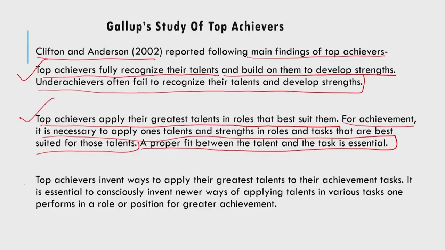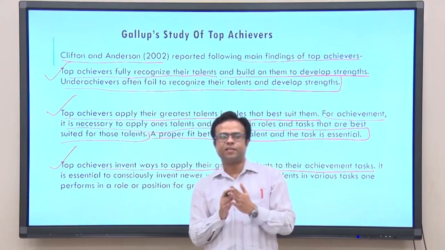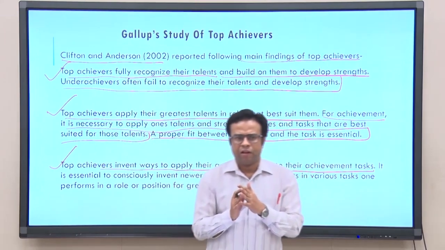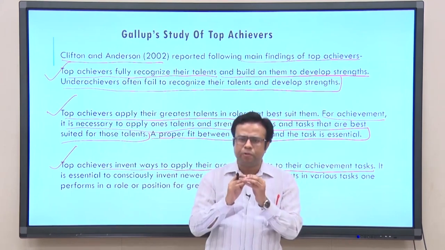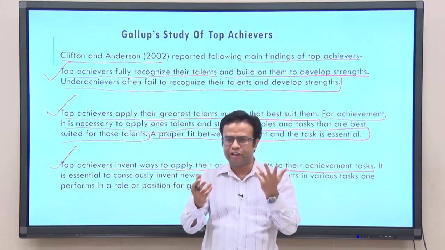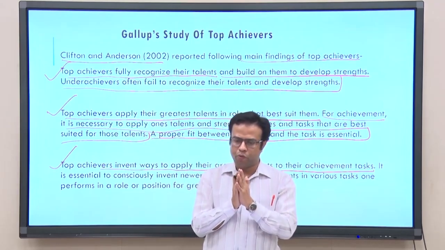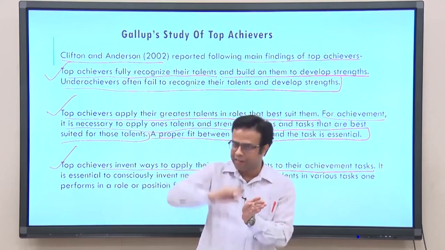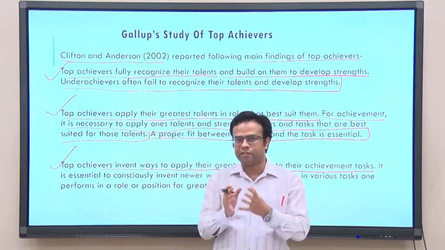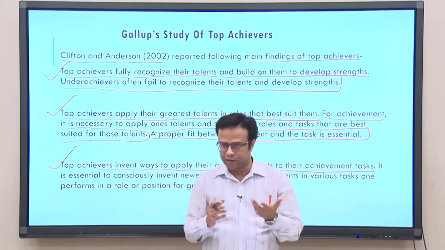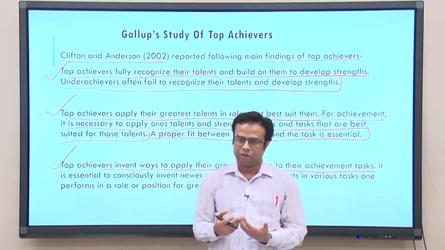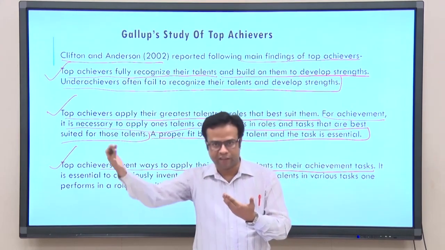The third important finding they reported is that top achievers invent ways to apply their greatest talent to the achievement of tasks. They invent newer ways. Many people may have certain talents and strengths, but they may not be able to use them in a very creative way in all contexts. To best utilize your talent and make it a strength, top achievers find new ways to use those talents. They use their talents more creatively, so that they become their greatest strengths.